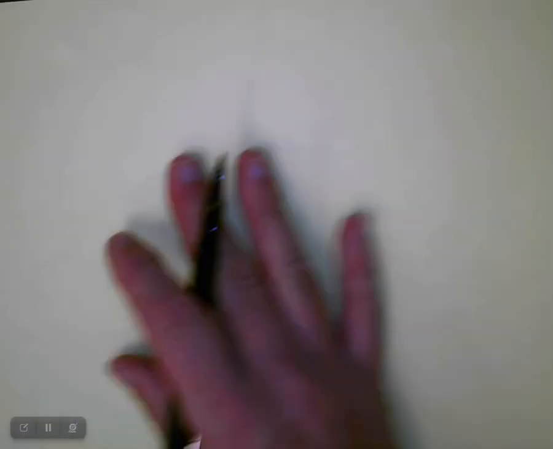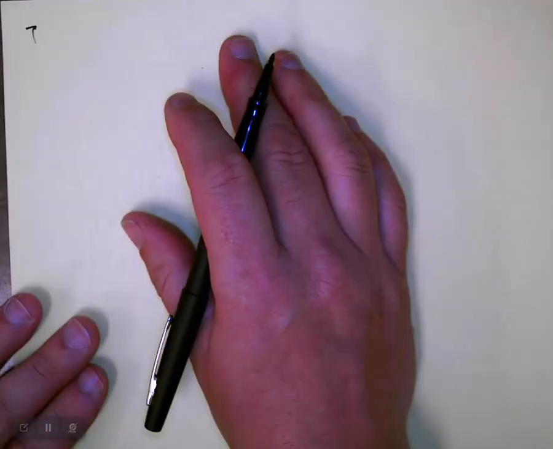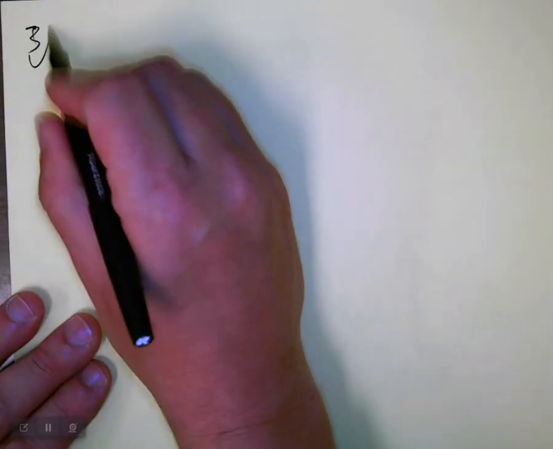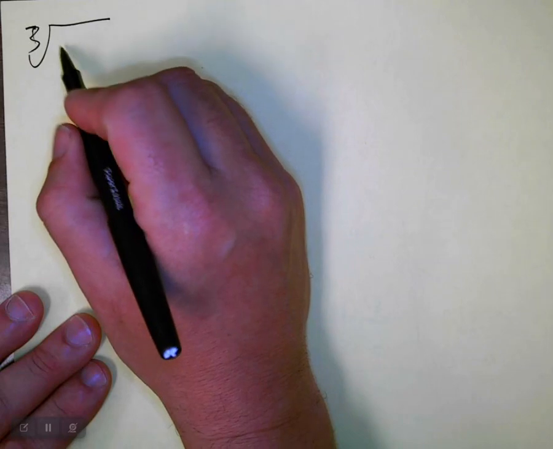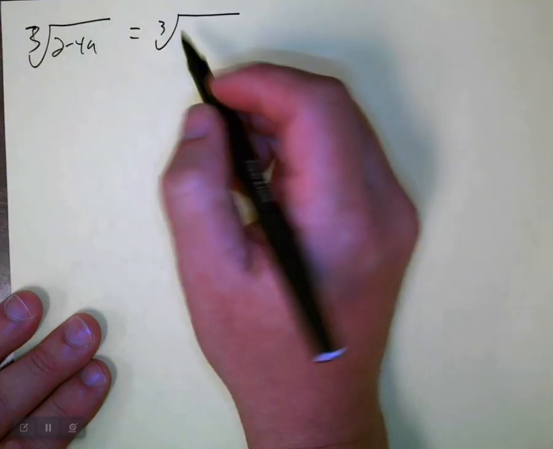Let's take a look at another one. We're going to look at a cube root one. Same kind of thing. So you have the cube root of 2 minus 4a equals the cube root of 2a minus 1.